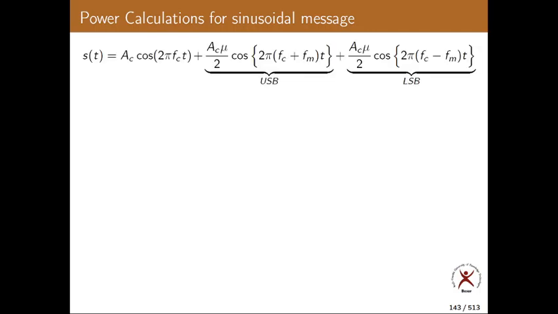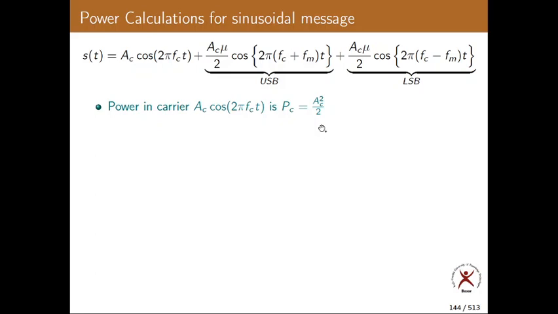Now, this is S of t, the transmitted AM signal or modulated signal in the case of a sinusoidal message signal. We derived this in the last class. So S of t equals AC cos 2 pi FCT plus AC by 2 cos 2 pi (FC plus FM)T plus AC by 2 cos 2 pi (FC minus FM)T. We have also drawn the spectrum of this signal in the last class. Now, what is the power in the carrier? Obviously AC square by 2.